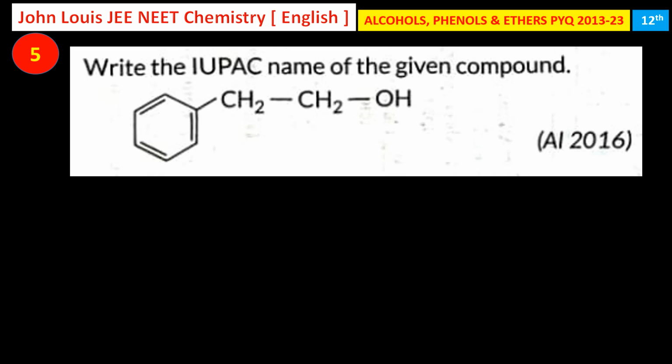Write the IUPAC name of the given compound. If you look at this compound, it has the OH functional group, alcohol, and it has a benzene ring, therefore it is an aromatic compound. There are two carbons in the chain. So the main thing is alcohol. How many carbons in the longest chain? There are 2 carbons, therefore the name should be eth. And the bond between carbon and carbon is a single bond, therefore ane.